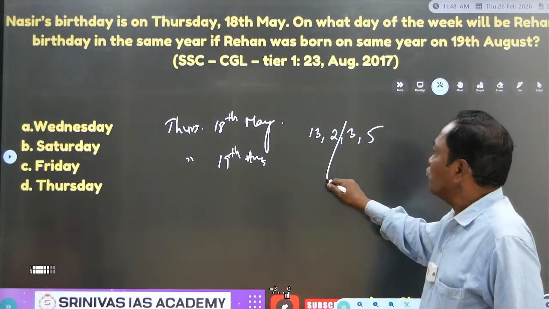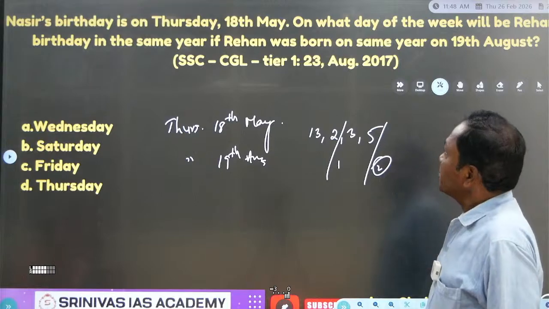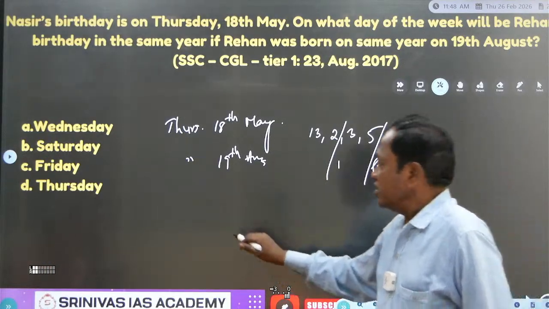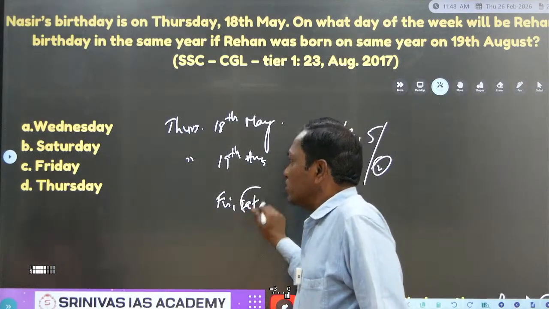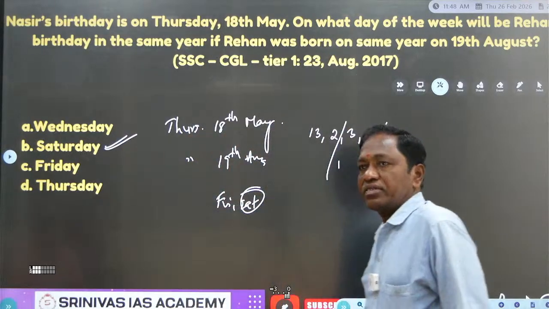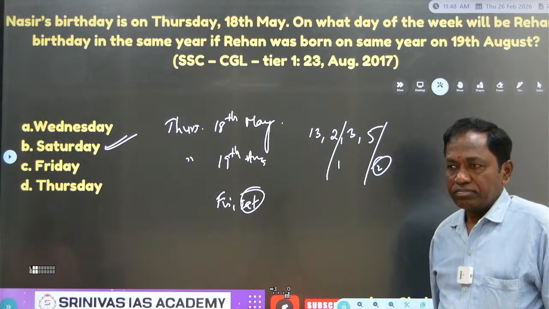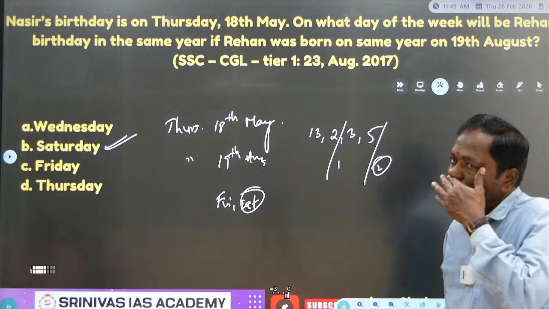15 by 7, 2 weeks, 1 day, 1. 1 plus 5, 6, 6 plus 3, 9, remainder 2. 2 days. 2 days means what? After Thursday, 2 days: Friday, Saturday. Friday and Saturday. This is option B. It's like that. You have to be smart enough to do the work.